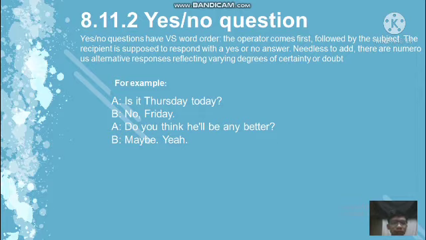For example, is it Thursday today? Yes or no? No, Friday. Do you think he will be any better? Maybe, yeah. We form yes or no questions with an auxiliary verb be, do, or have, plus subject plus main verb, or with a modal verb plus subject plus main verb.